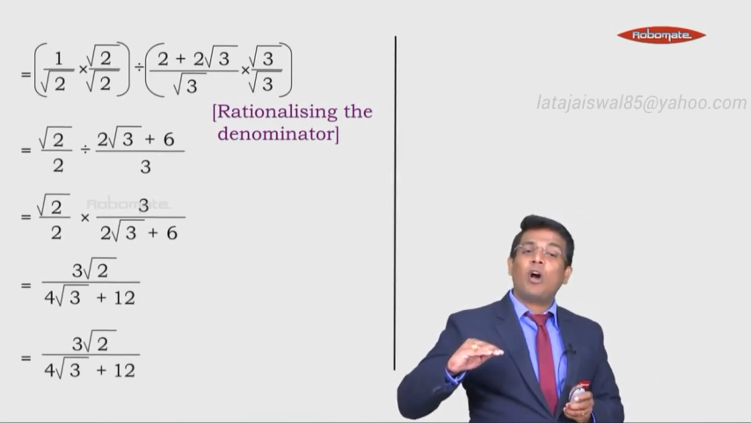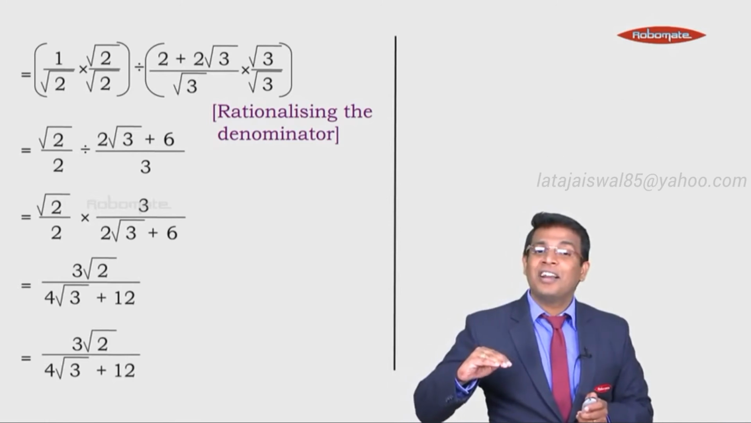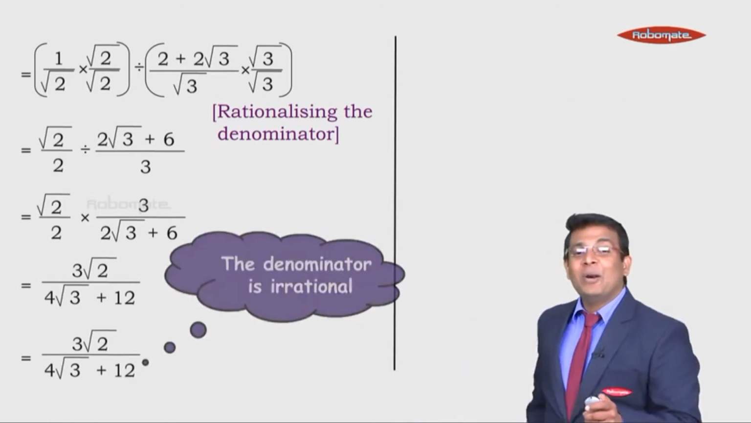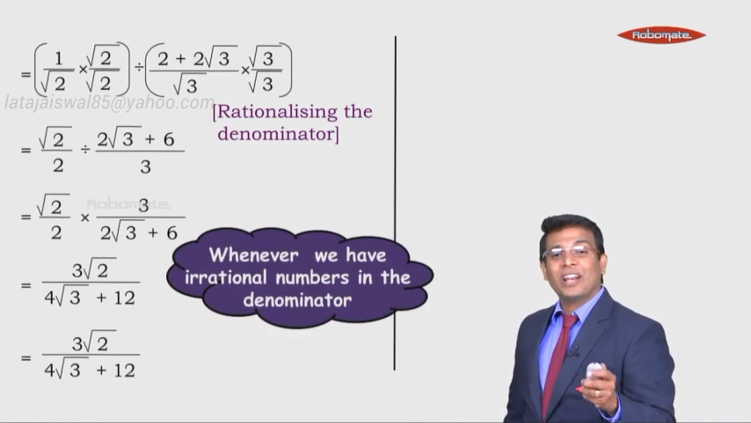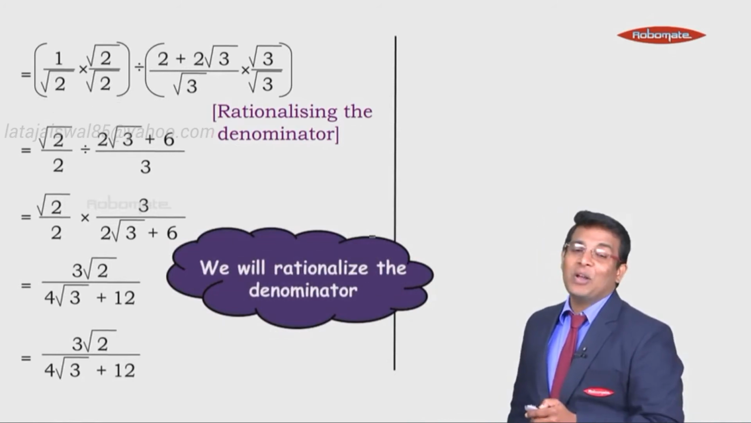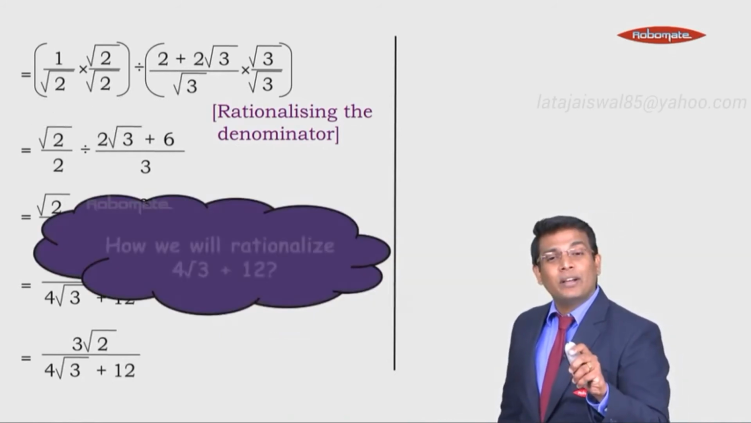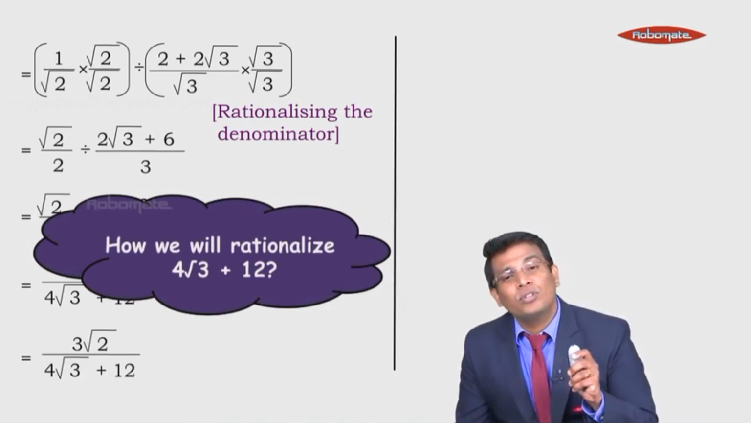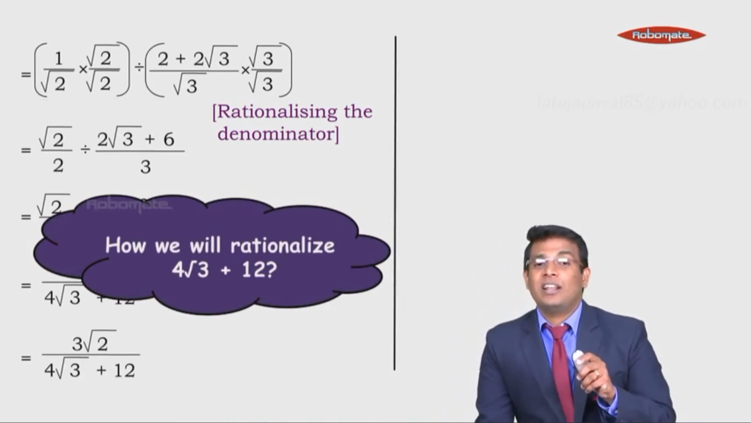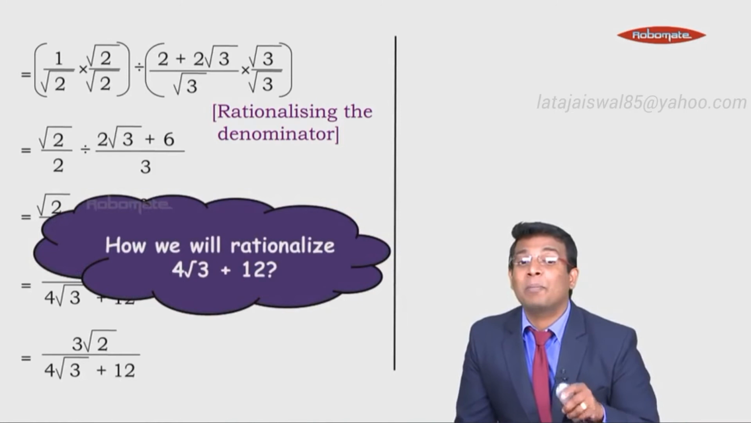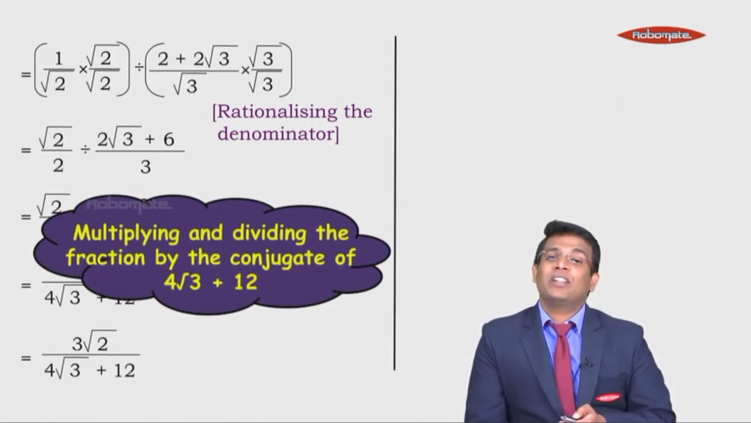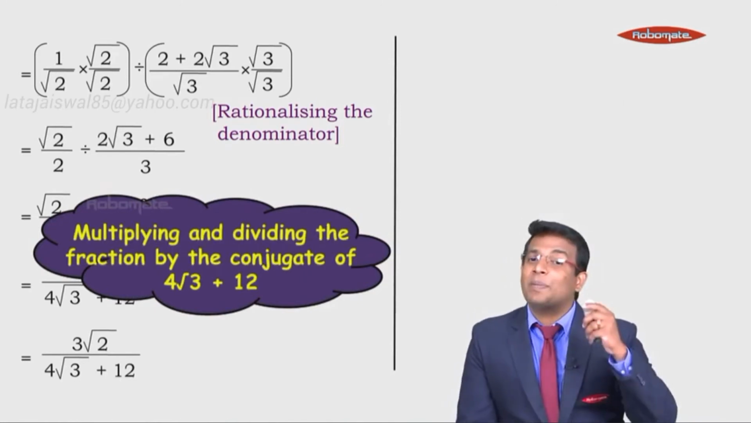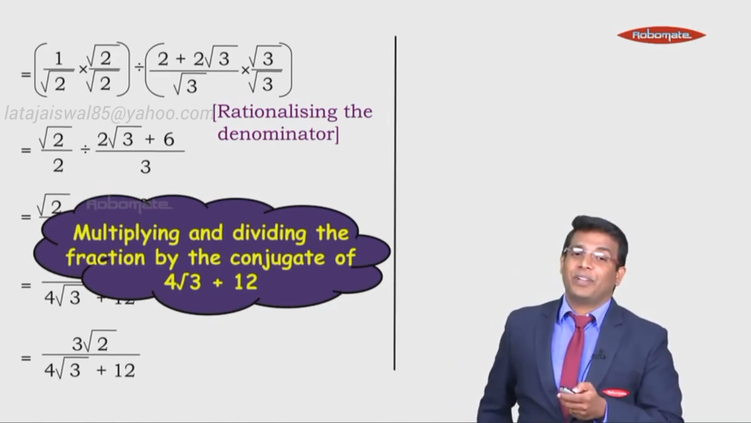Here again this denominator is an irrational number, right? But if it is an irrational number, we need to rationalize the denominator. But we have to rationalize this denominator. The thing is, how will we rationalize 4 root 3 plus 12? Here it's not a single term. It's not a monomial, it's a binomial here. So we have to take the conjugate of this and multiply and divide it by that fraction, right?